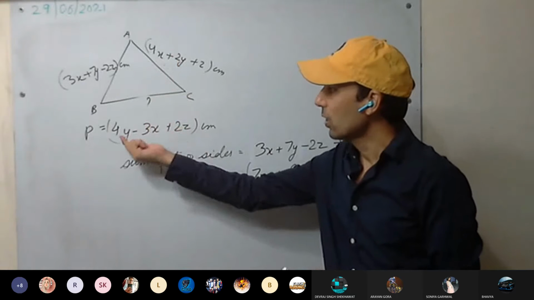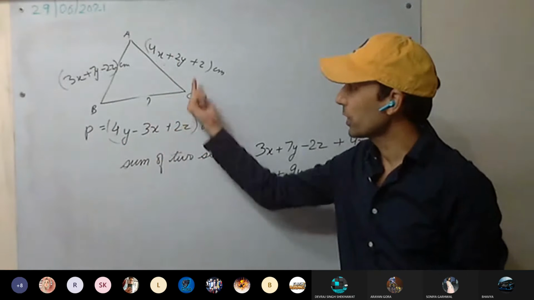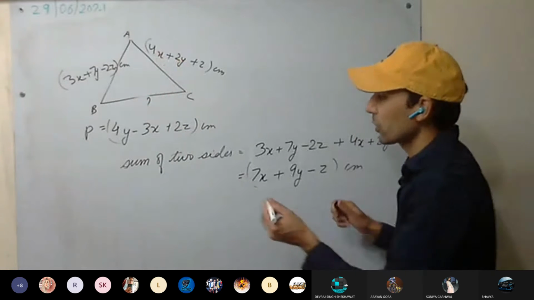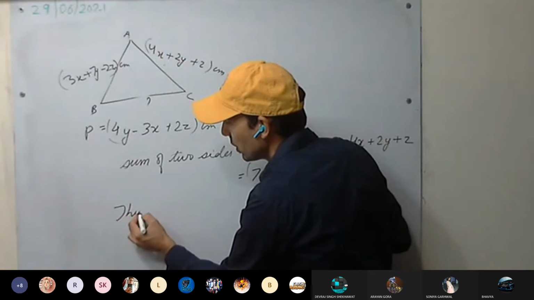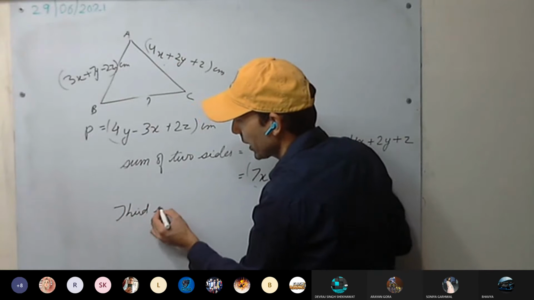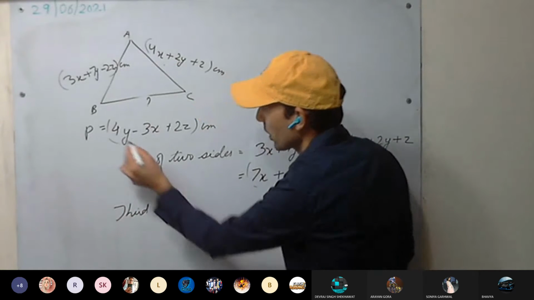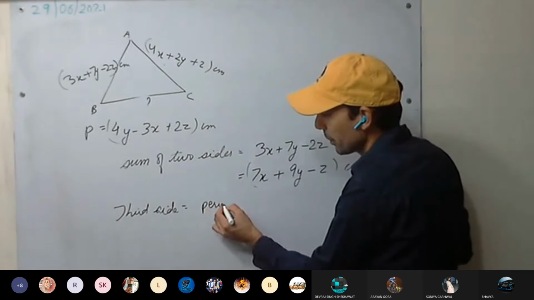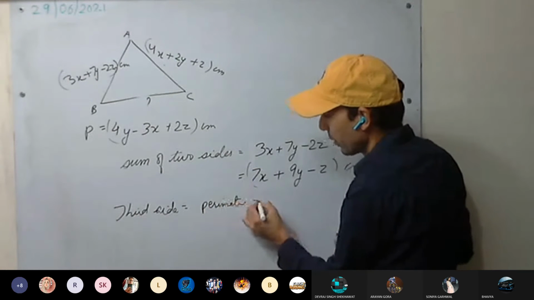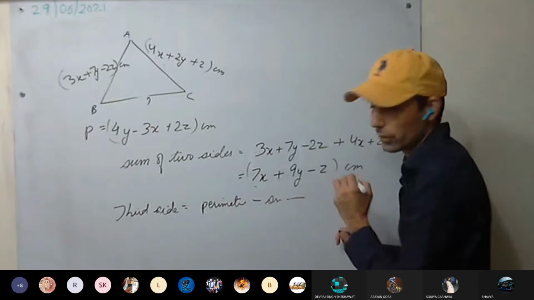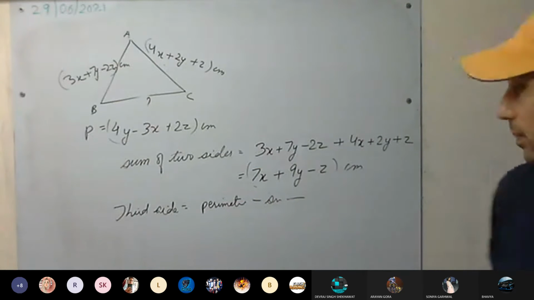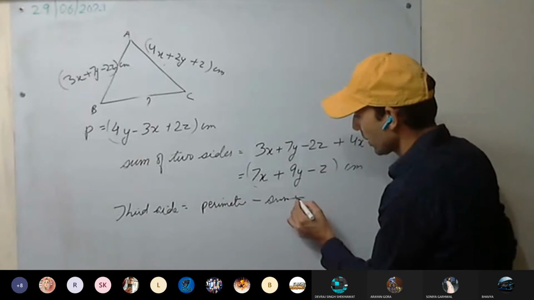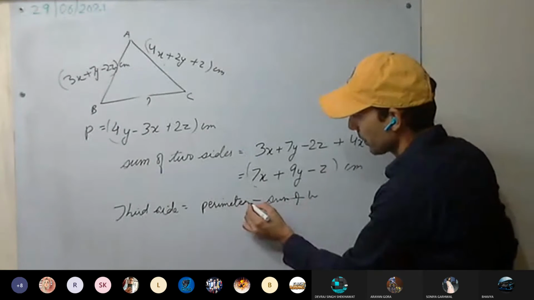Third side, how can we get it? From the total sum of the three sides, that is from the perimeter, if we subtract the sum of these two sides. So the length of the third side equals perimeter minus the sum of these two sides. We'll be writing that one: perimeter minus the sum of the two sides.